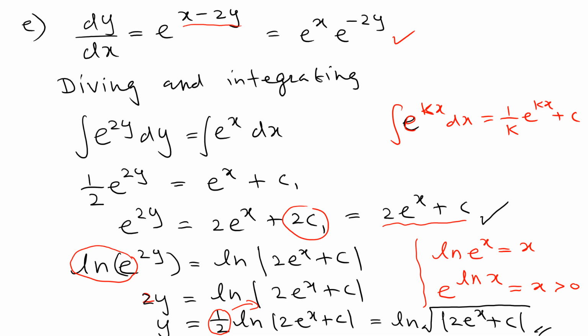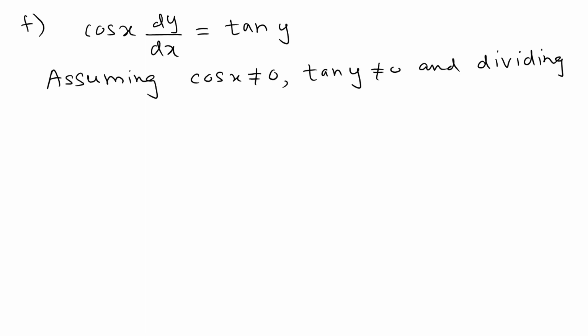So let's look at the next one. Let's do a trigonometric one now, so we do different types. Let's say we have cosine x dy over dx equal to tan y. Again, we're going to separate the two variables, but here we're going to assume that cosine x and tan y are not equal to 0. So assuming cosine x is not equal to 0 and tan y is not equal to 0, we divide.